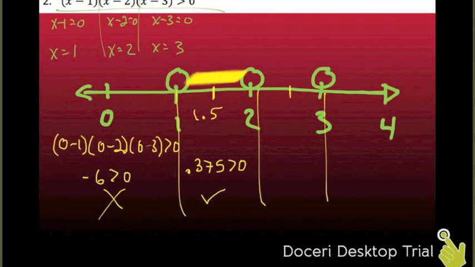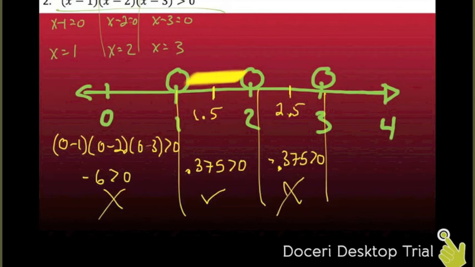I would pick 2.5 for in between here. I like picking things that are nice and in the middle. When you plug 2.5 into the equation, so 2.5 minus 1 times 2.5 minus 2 times 2.5 minus 3, you end up with negative 0.375 is greater than 0, which is not true. So we are not shading there.